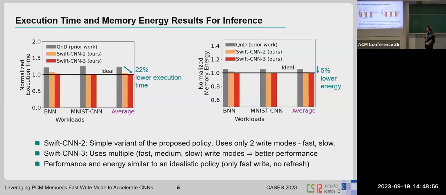The results in this slide are normalized to an idealistic policy. When I say an idealistic policy, it only uses fast writes, does not do refreshes, and possibly gives an upper bound on the percentage performance benefit that we can get. Since in inference, mostly all the writes are fast writes, we are able to achieve near the idealistic policy.